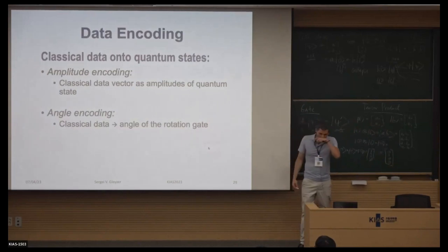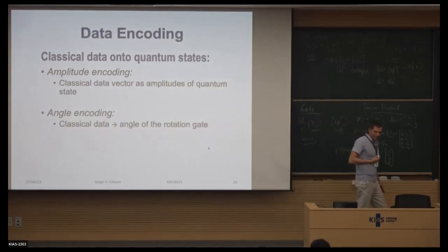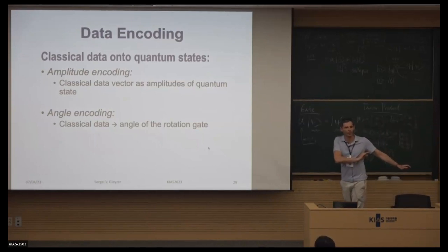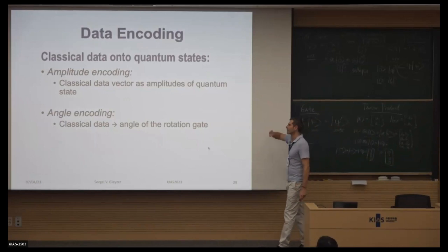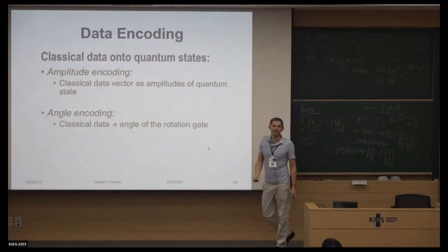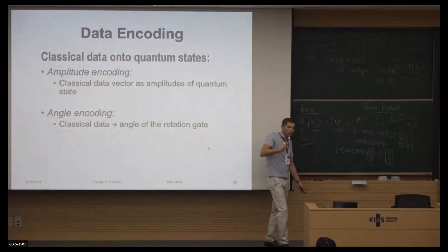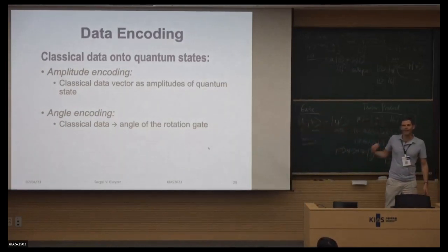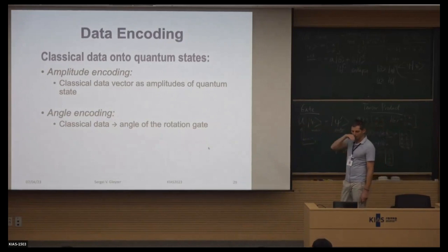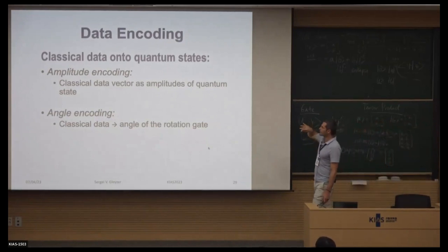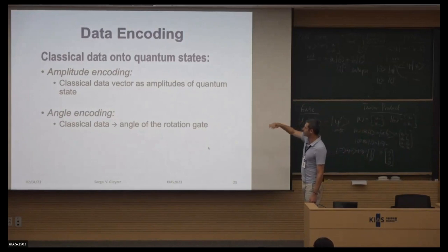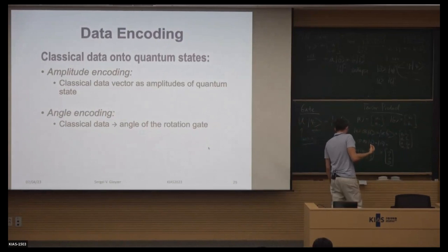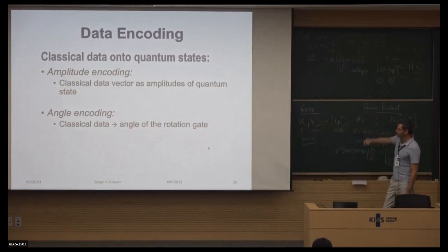Now let's talk about how we take our data. Let's say we have classical data. I'm going to leave quantum data aside for the moment. Let's talk about classical data. How can we encode this in a quantum state if we're going to use this approach? Well, there are 2 main ideas. One is called amplitude encoding, and the other one is called angle encoding. And the idea is that you take your classical data vector and you make it an amplitude of a quantum state. Okay, so that's one way you can do it.